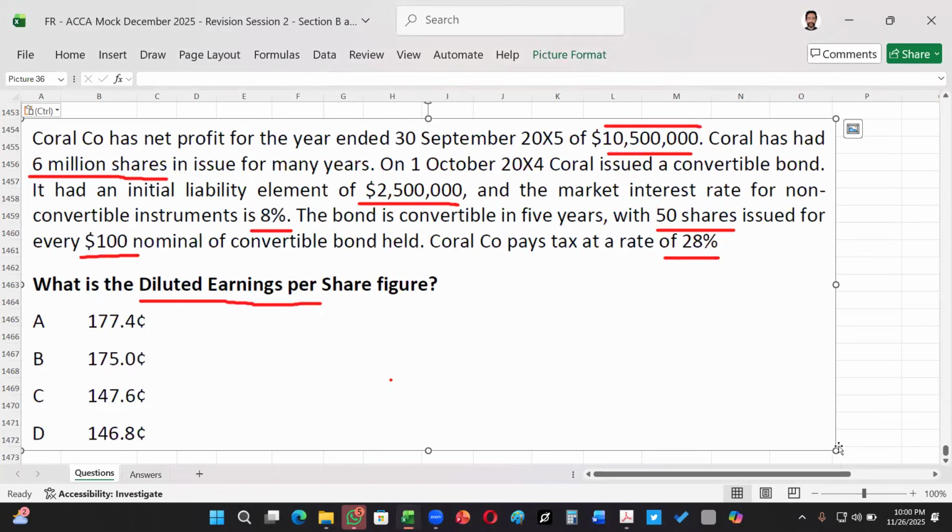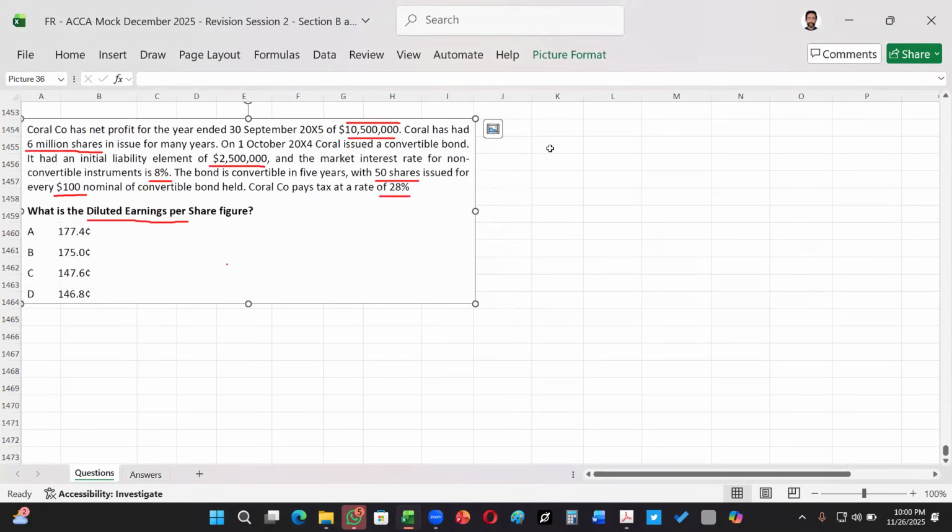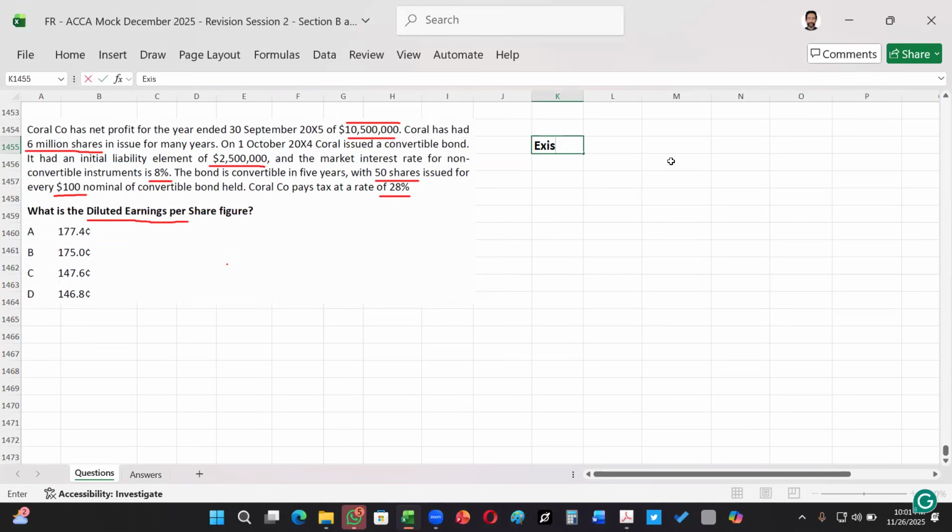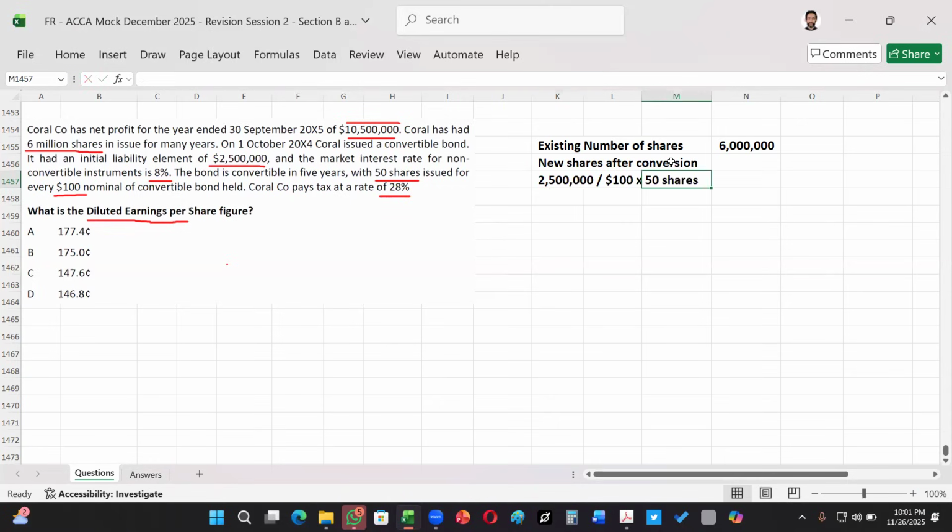So we have discussed all the aspects, and now we have the existing shares are 6 million, and the new shares after conversion. So we have to calculate their value. So the value of the convertible is 2.5 million, and for every $100 we get 50 new shares. So this is going to help us calculate the new shares.